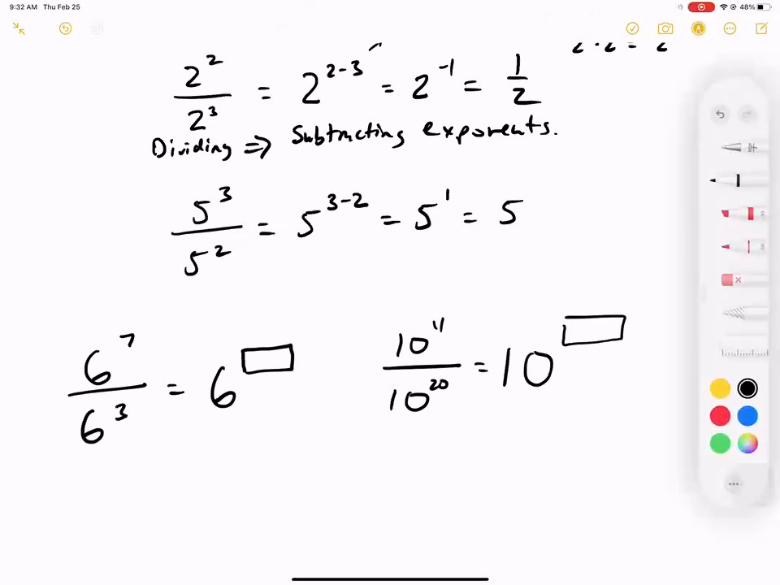So in my first one, hopefully you guys have caught it already. It's what minus what? Is it 7 minus 3 or is it 3 minus 7? The rule is it's top minus bottom. So it's 7 minus 3. Over here it's 11 minus 20. So our answer is 6 to the 4th power. And over here, it's 10 to the negative 9 power.